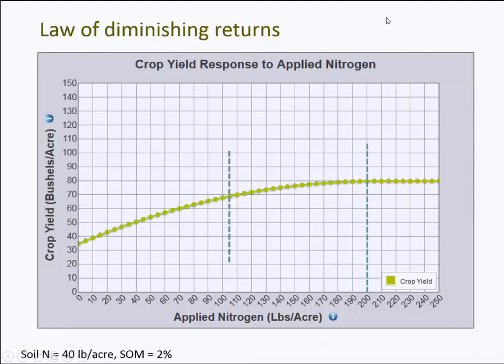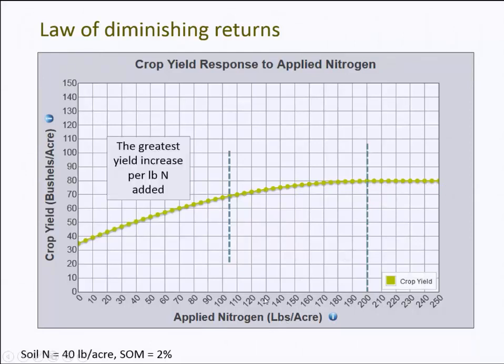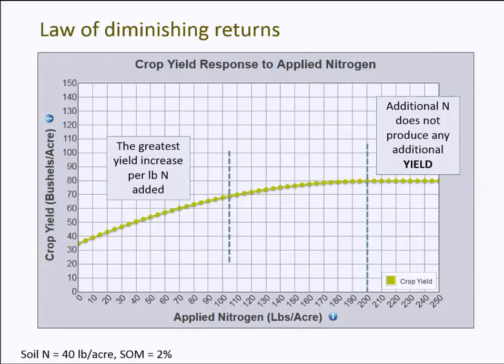I now want to move on to economics and the law of diminishing returns. So the law of diminishing returns basically states that as a nutrient increases, say in this case applied nitrogen, for every, say, 10 pounds of nitrogen added, the yield increase diminishes. That probably makes sense to you, and at some point it flattens out. At some point later it probably goes down a little bit. So the greatest yield increase per pound of nitrogen added is when applied nitrogen levels are low, and additional nitrogen did not produce any additional yield when nitrogen levels are high. In this case, the nitrogen needed for maximum yield is somewhere around 200 pounds of nitrogen per acre to attain 80 bushel.